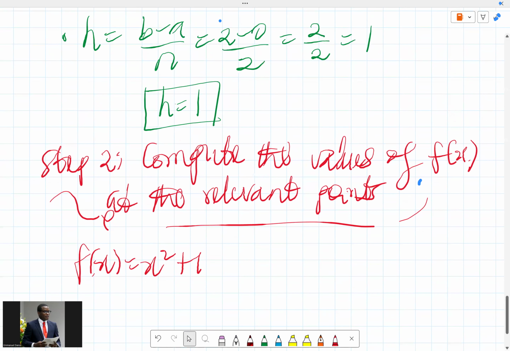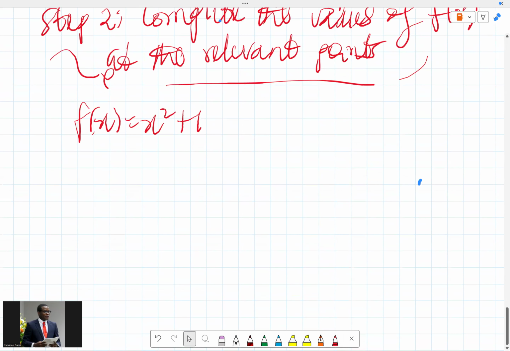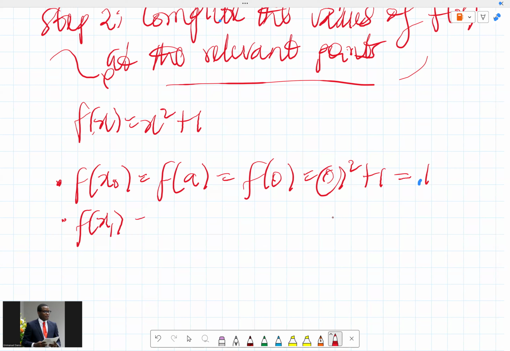Since our step size is 1, we start from 0. We have the first one, which is f of x naught, that is f of a. A is 0, so we have f of 0, which is 0 squared plus 1, and that is simply 1. Next we have f of x1, which is f of 0 plus 1, that's f of 1. So we have 1 squared plus 1, and that gives us 2.